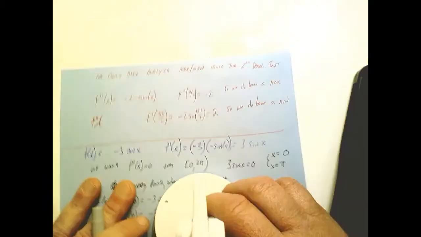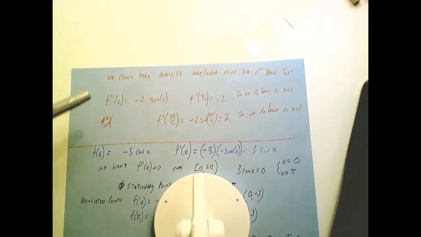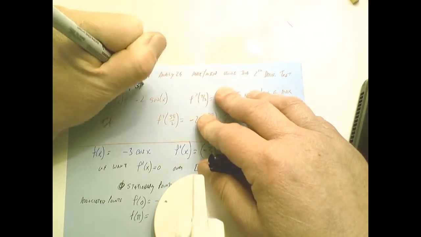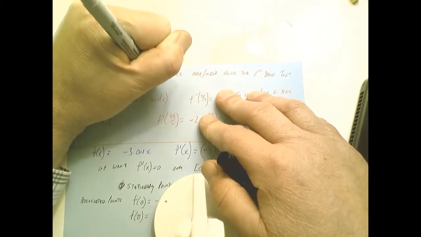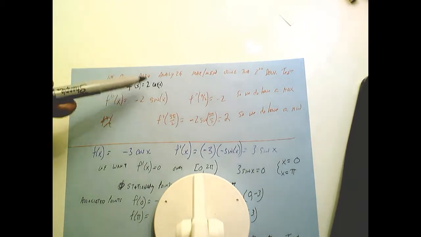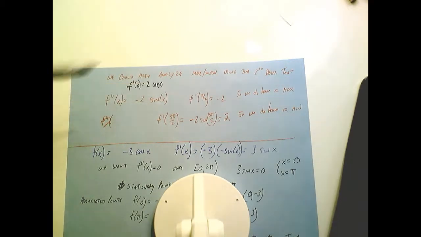Now, if I was so inclined, what's another way in which I could do that max-min test? I could run the second derivative test. Well, f prime of x we said was equal to 2 cosine x. f double prime, the second derivative, must be equal to what? 2 times the derivative of cosine x, negative sine x. Negative 2 sine of x.